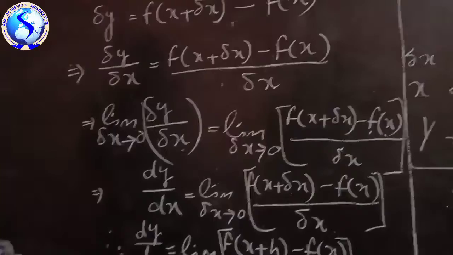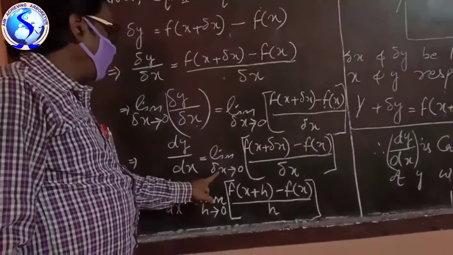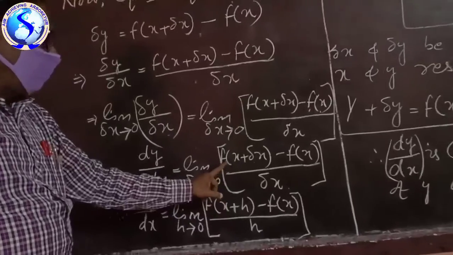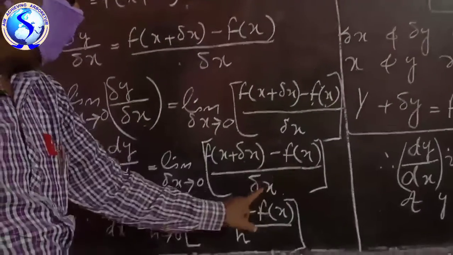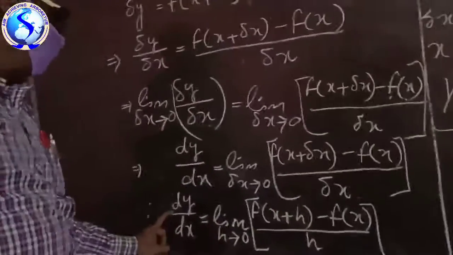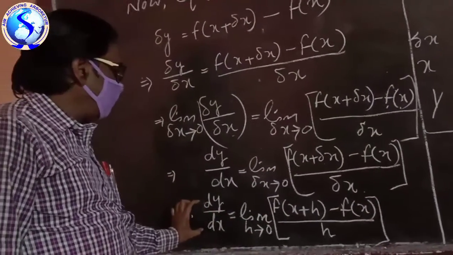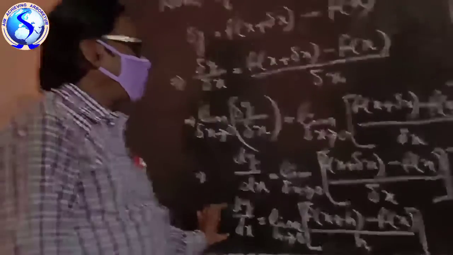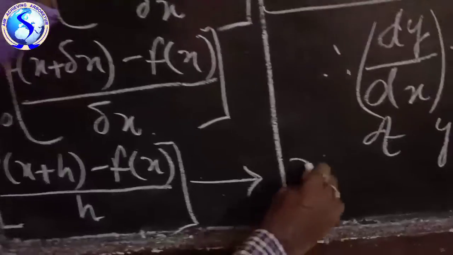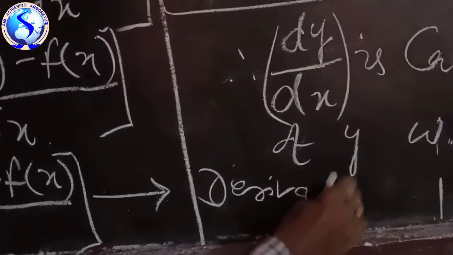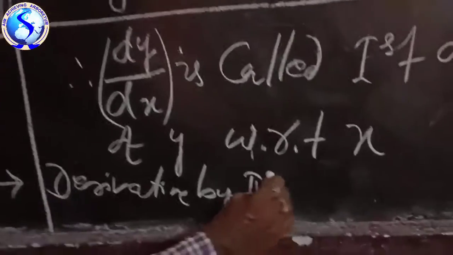Therefore, what is the final conclusion? Dy by dx is equal to limit delta x tends to 0, f of x plus delta x minus f of x by delta x. Instead of delta x, I can write h here. This is called derivative by first principle.